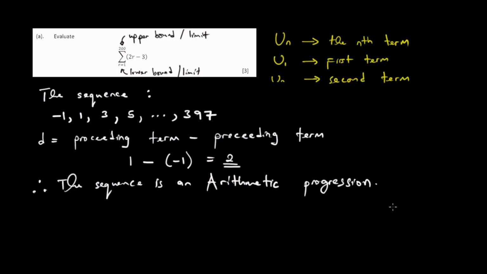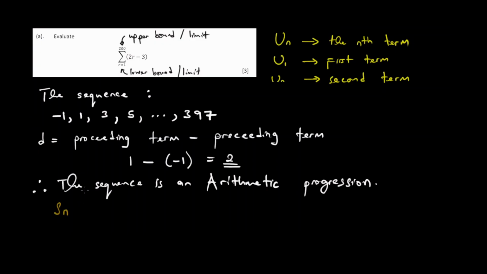Answer yedu kana kuti question yedu iri kuti evaluate. Saka tiri kunzi titsvage a summation kana kuti the sum of 2r minus 3 with the values of r being from 1 up to 200. So the two methods we are going to employ panapa, tinofanira kuziva kuti what is the sum of n.